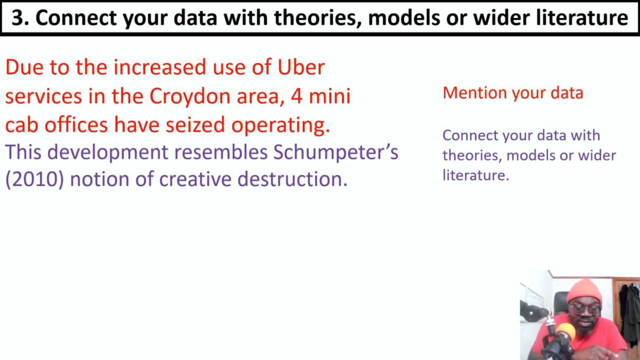Then connect your data with models, theories, or the wider literature. This development resembles Schumpeter's notion of creative destruction. This linking sentence is very important. This is where you explicitly link your observation with the wider literature.